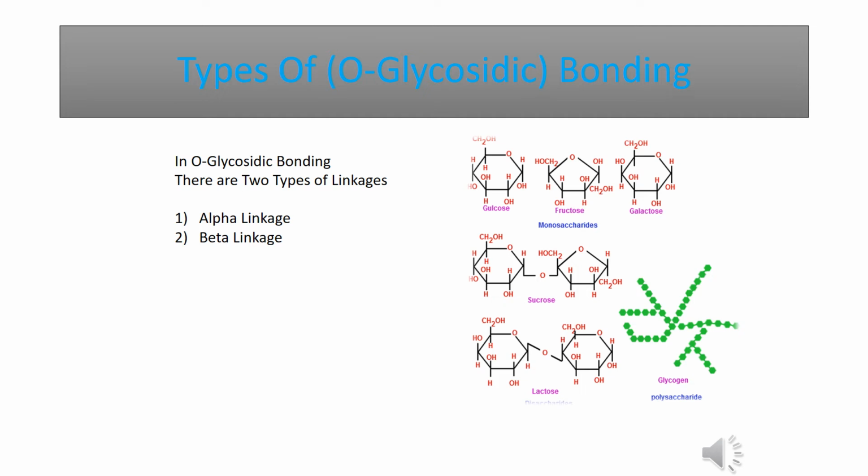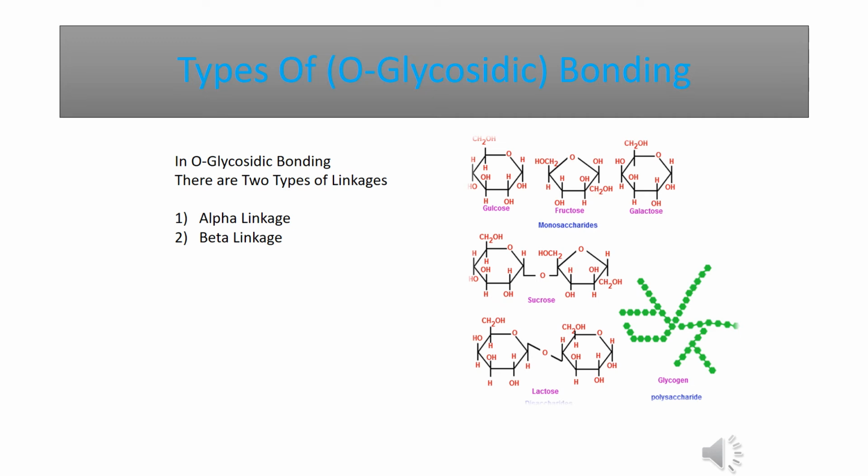So here is an example for alpha glycosidic linkage that can be found in sucrose. In the structure of sucrose, you can see an alpha glycosidic linkage formed by the fusion of a glucose unit with a fructose. On the first carbon atom, you can see that the OH group is below the plane and the H group is above the plane. So this type of bonding pattern is known as alpha O-glycosidic linkage.